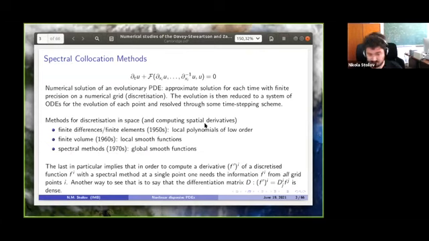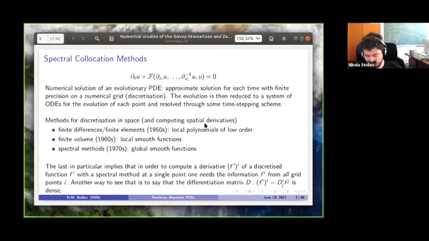We're interested in solving partial differential equations, generally evolutionary ones. So numerically, what we do is approximate the solution on a numerical grid, which reduces the system of PDEs to a system of coupled ODEs, and then this can be resolved with standard ODE methods, although for very large matrices.